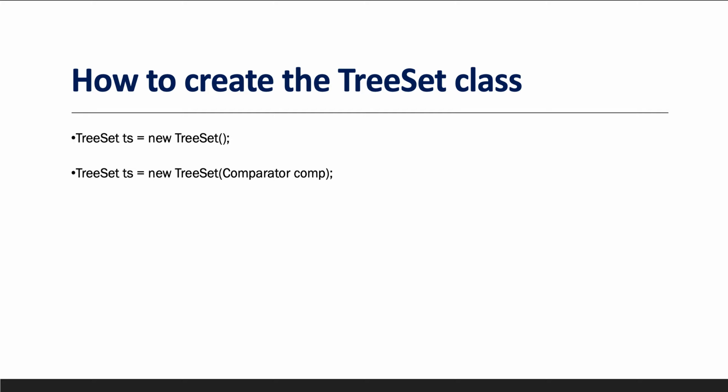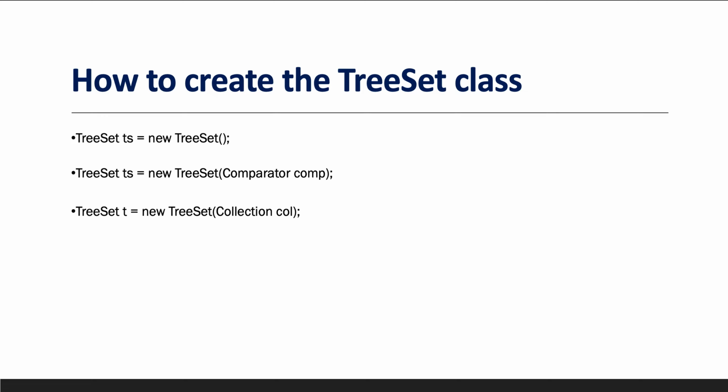Then we have another constructor, TreeSet that takes a Comparator as an argument. This constructor is helpful when we want to create the TreeSet and also change the order of the elements. We know that TreeSet is going to arrange the elements in ascending order by default, but let's say we want to change the ordering, like inserting the elements in descending order. So TreeSet provides another constructor, TreeSet ts equal to new TreeSet, inside which we can provide the comparator. Comparator is an interface that provides the functionality of ascending and descending order. We will see it with the help of an example also.